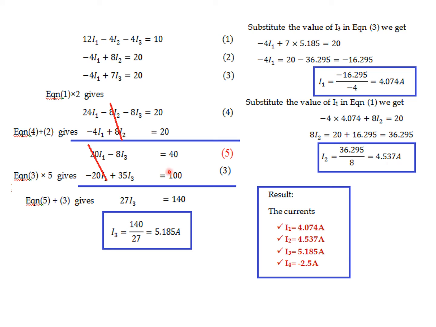Here this is the ordinary method of solving. You can use the matrix method of solving to find the equation. So what are the results? The currents I1 is 4.074, I2 is 4.537, I3 is 5.185 and I4 I get the answer minus 2.5. Here I have assumed the direction for I4 wrongly. For the remaining currents, the assumed direction is correct. That's all. This is the way to solve the problem using mesh analysis.